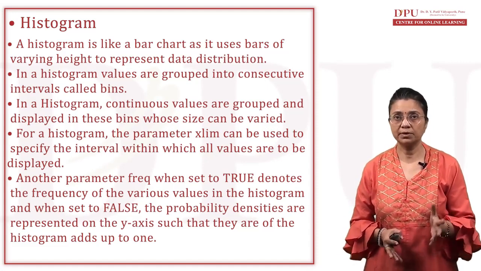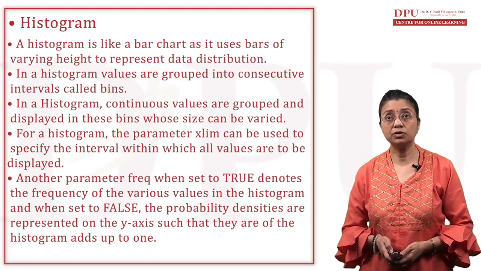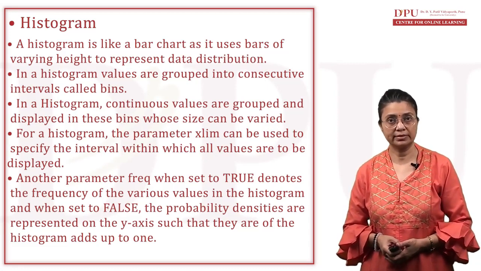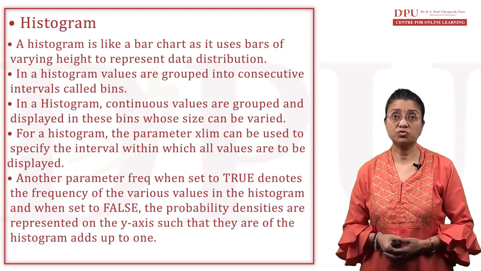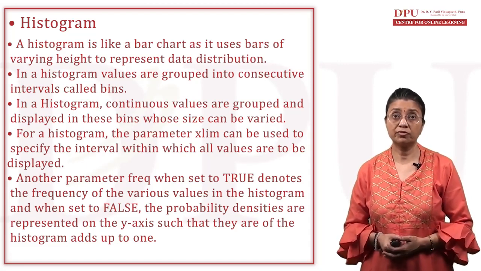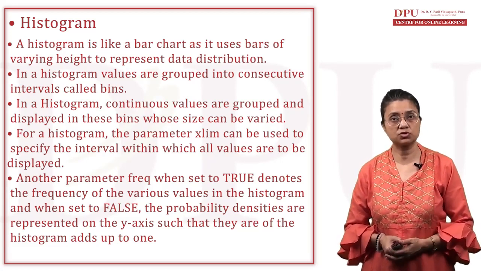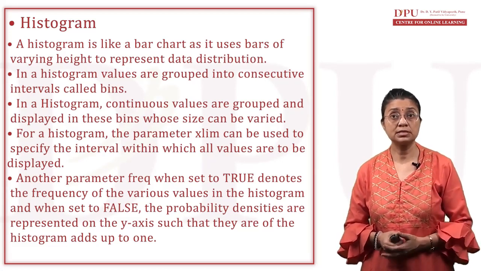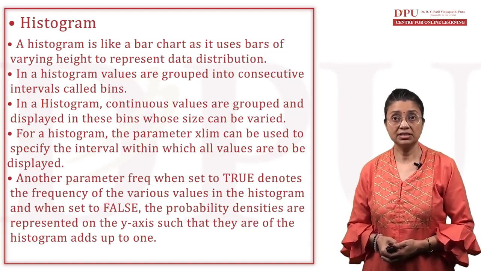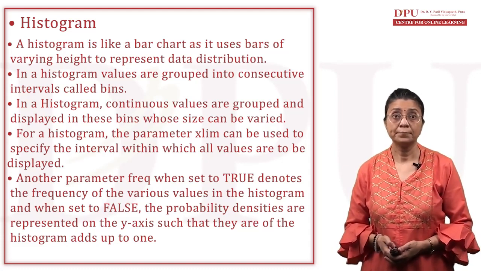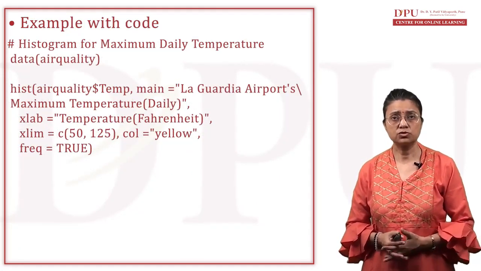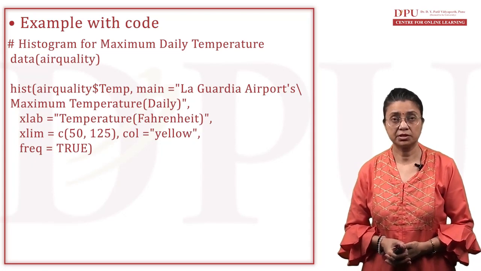For a histogram, the parameter xlim can be used to specify the interval within which all the values are to be displayed. And another parameter, which is freq, which stands for frequency, when set to true, denotes the frequency of the various values in the histogram. And when set to false, the probability densities are represented on the y-axis such that the histogram adds up to 1.